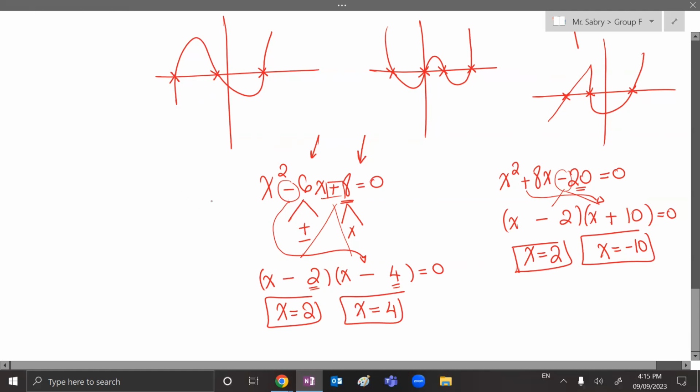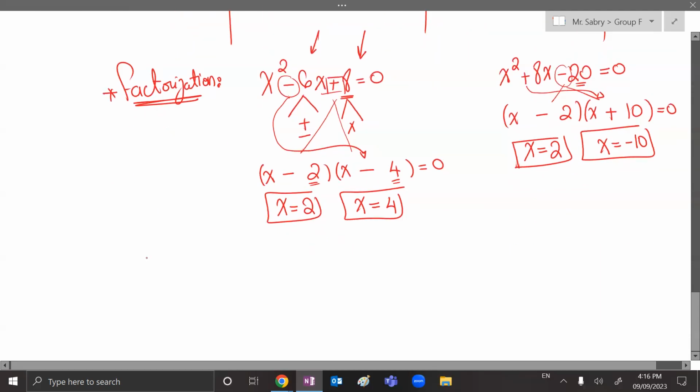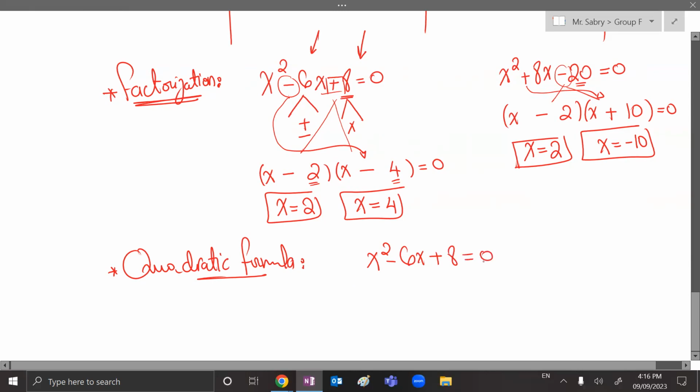So this is what we say is mental. This is actually called factorization. Okay, in another third method called the quadratic formula. This is a formula, a rule that we follow and we get the two answers right away. And we're still going to use the same example, to make sure it gives the right answer as we already know.